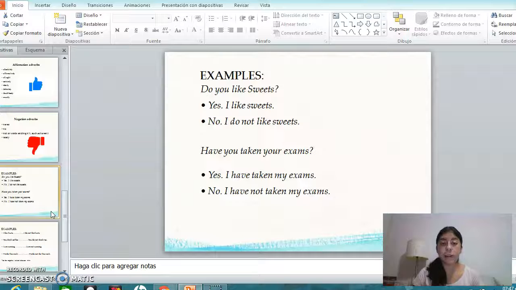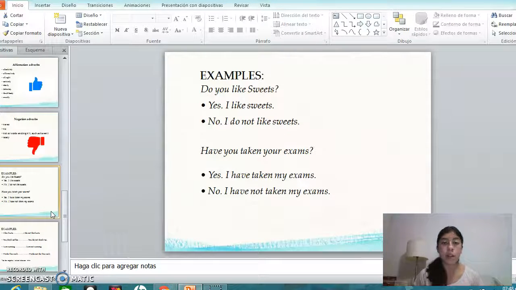These first examples are with questions and how to respond in a positive or negative way, as in affirmative or negative, okay? So the first one says, do you like sweets? The affirmative way would be, yes, I like sweets. And the negative would be, no, I don't or do not like sweets.